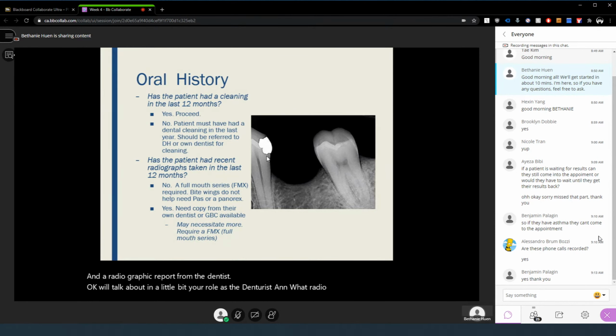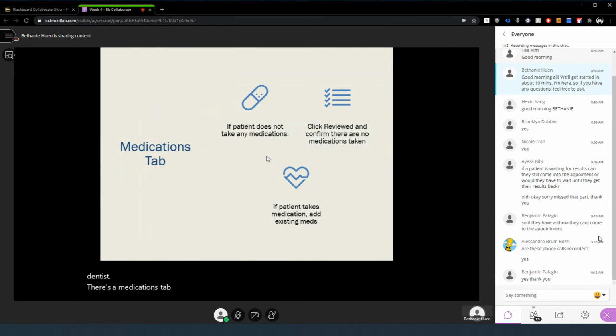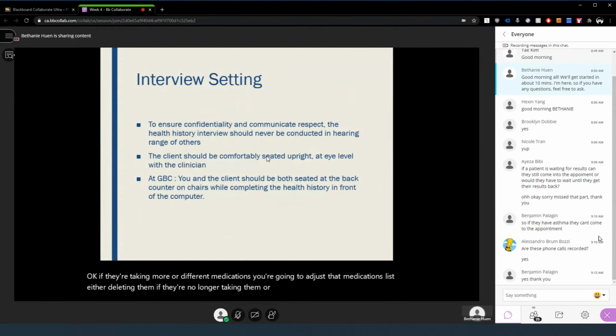There's a medications tab that you're going to list all of the patient's medications in: their generic name, their dosage and their frequency. If the patient is not taking any medications, that is included in there, and you're clicking at every appointment that you have reviewed the information with the patient. If they're taking more or different medications, you're going to adjust that medications list, either deleting them if they're no longer taking them or adding them if they are.